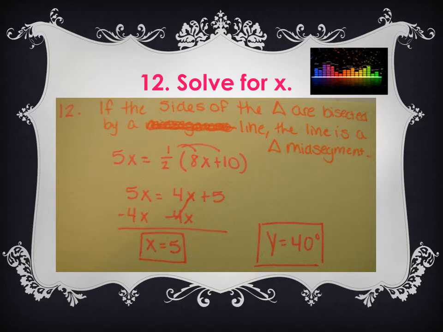Because the small triangle and the big triangle are proportional to each other, we can say that y is equal to 40 degrees.